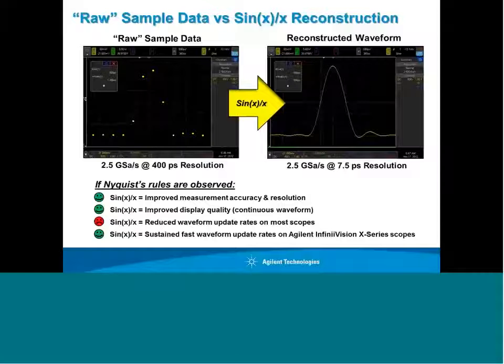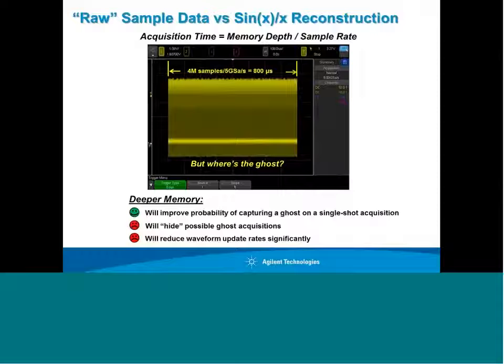Now, sometimes there's a trade-off. Most scopes in this class that we're talking about today, we're talking about scopes with bandwidths of 2 gigahertz and below. Sometimes the sin X over X filter on most scopes, it will slow down the waveform update rate, which we're going to get to next. That is the most important criteria. On the scopes that we're showing here today from Agilent, it does not slow down the waveform update rate, and this is because it's performed in a proprietary chip that Agilent has developed called the MegaZoom 4 chip, and it can maintain the scope's full update rate, so it doesn't slow down the update rate at all.